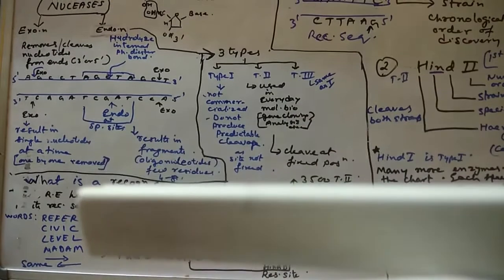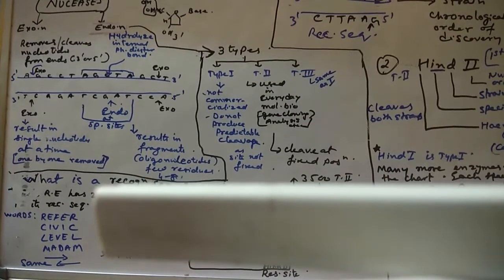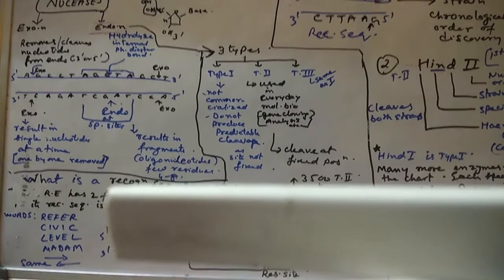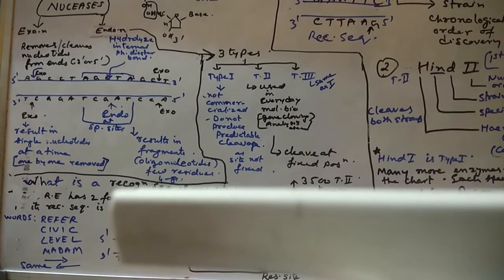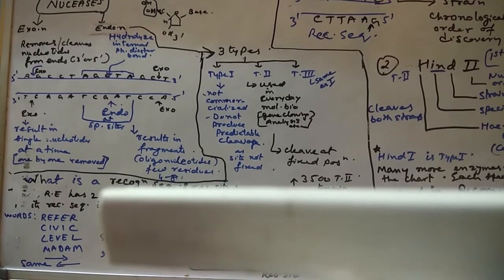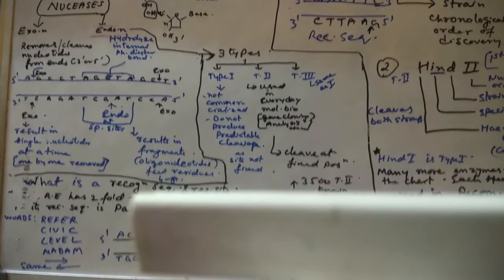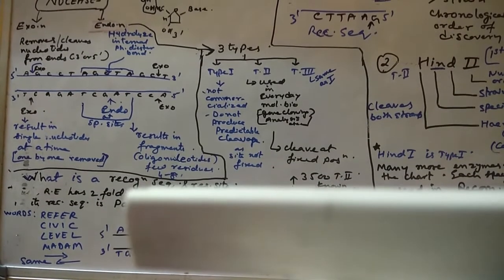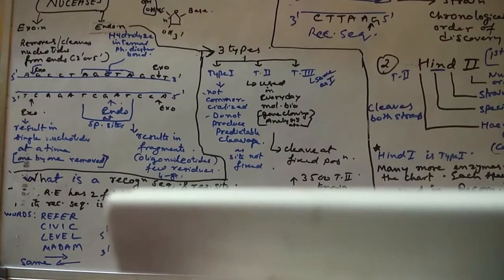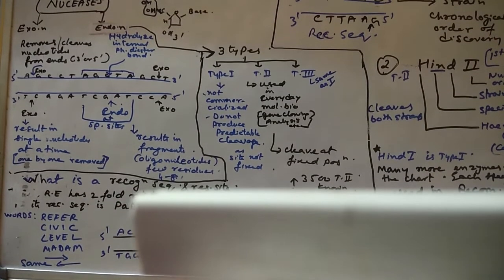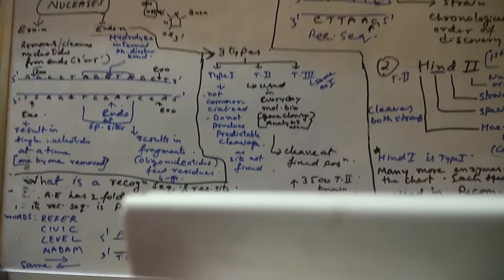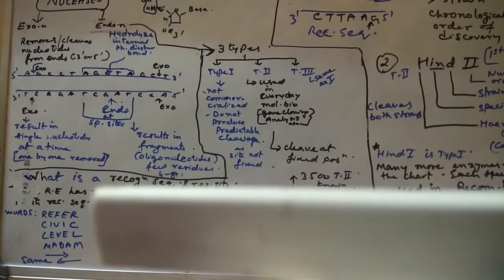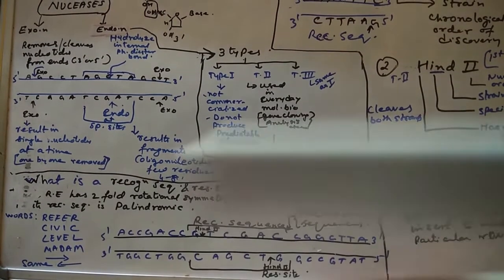There are so many palindromic words. If you don't know the meaning of palindrome, see the word REFER. You read it this way or that way, it is the same. Civic, CIVIC, it is the same both ways. Level, LEVEL, both ways. Madam, MADAM, Malayalam, very commonly used palindromes. So these are palindromic words. One word read the same in both the directions.